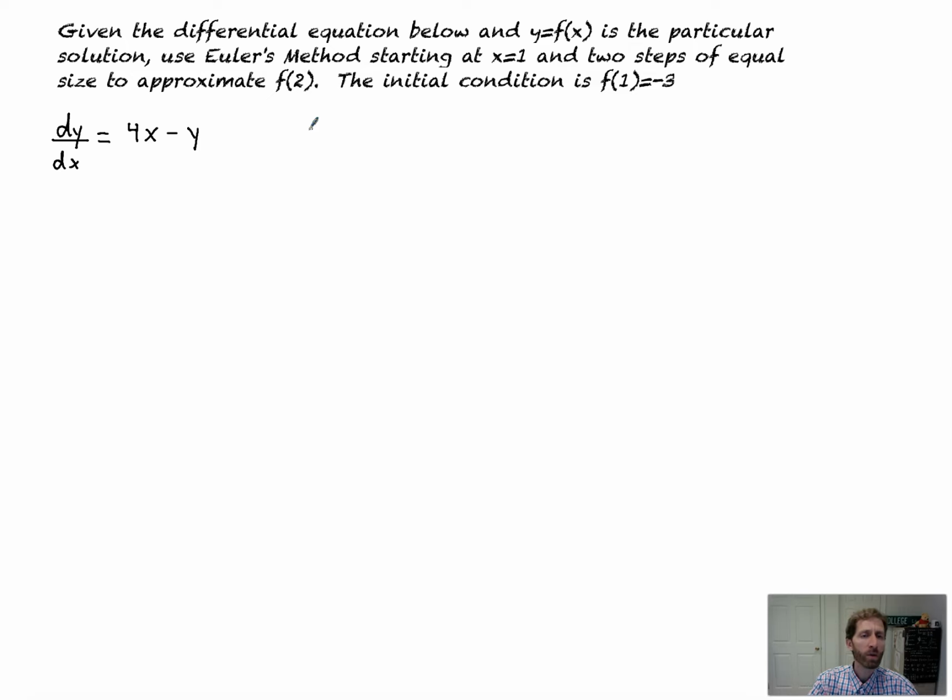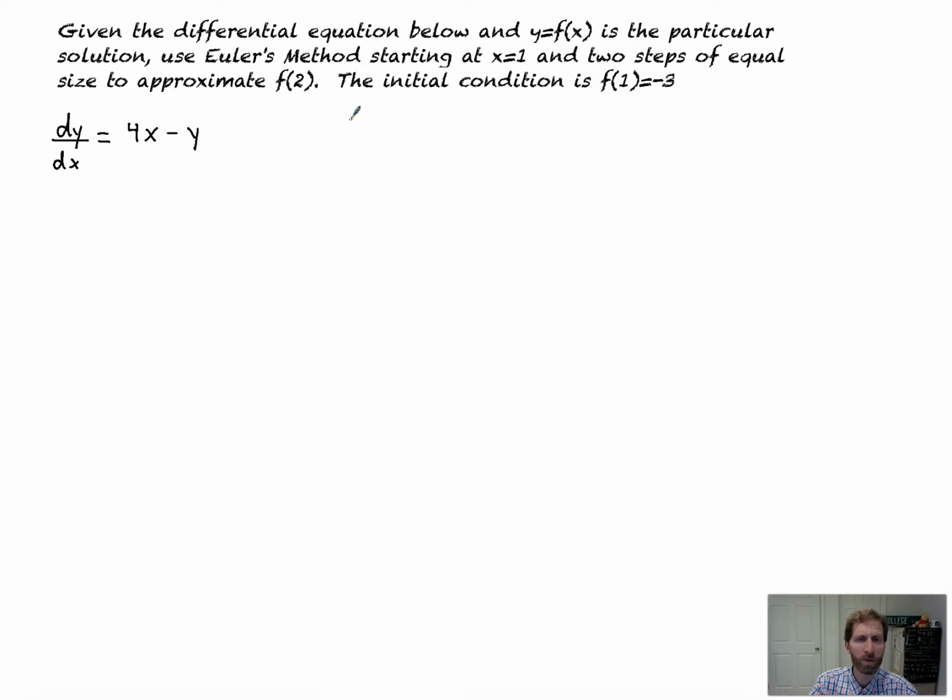Okay, so if we remember the Euler's method formula, it approximates y values of the particular solutions of differential equations. So we get this differential equation. We have no idea what it looks like, right? What its solution is. And we want to figure out what f of 2 is, given that we know that f of 1 is negative 3. We're going to use Euler's method to figure out what the y value is on the solution curve without ever finding it. So we're not going to find the exact y, though. We're just going to approximate it.